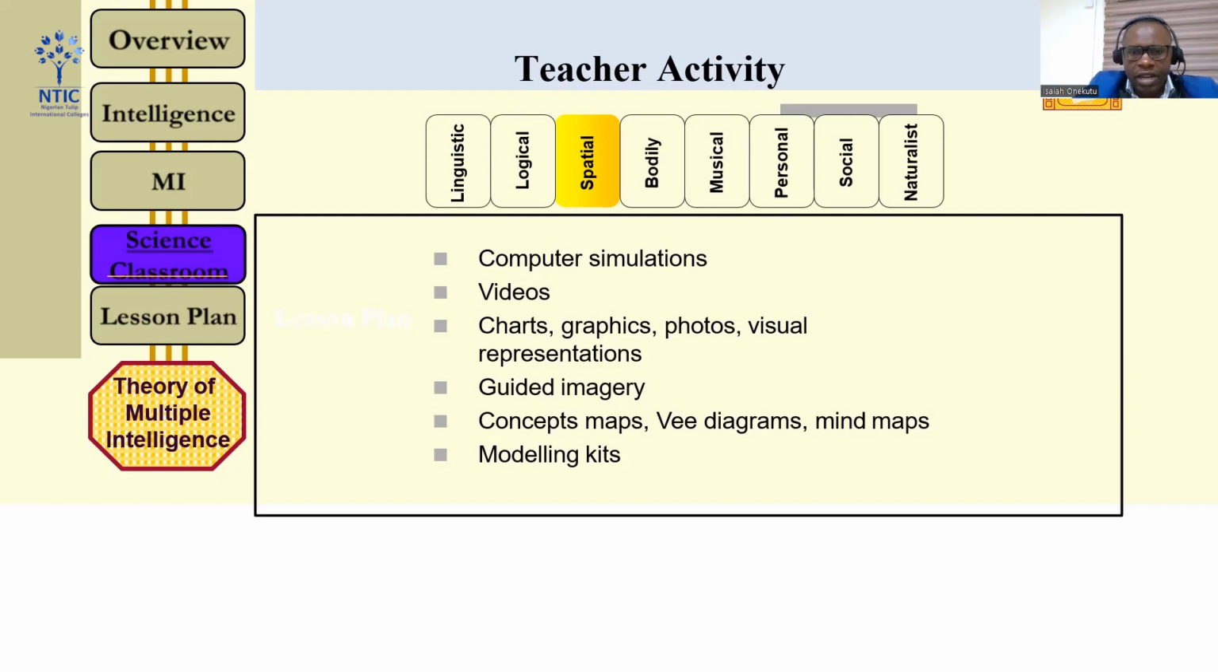So guided imagery activities, concept maps, you could use concept maps. A concept map is very, very important, where the concept of what you're going to teach, the content of your lesson, is being mapped out. And students can easily do this. When you use concept maps, V diagrams, mind maps, all of this is an interesting activity that you can carry out with these learners. Then we have the modeling kits and the like. So many other things you can do.